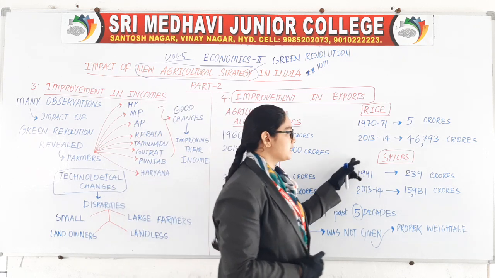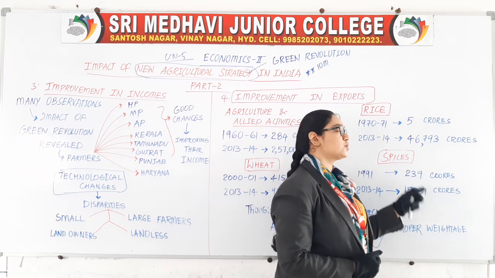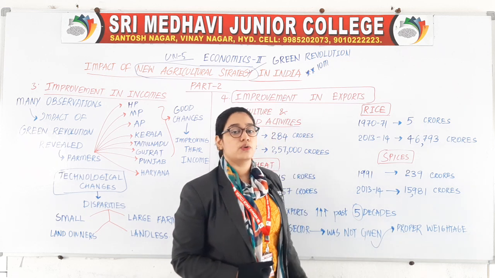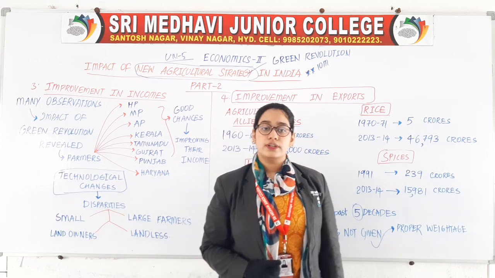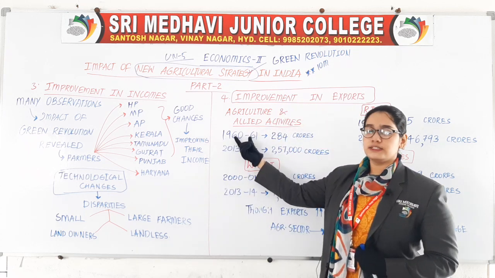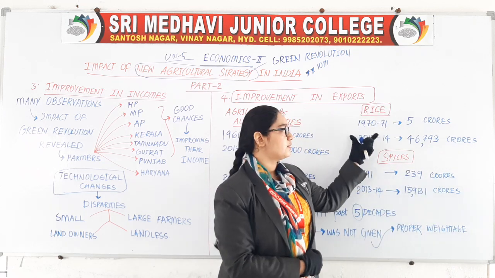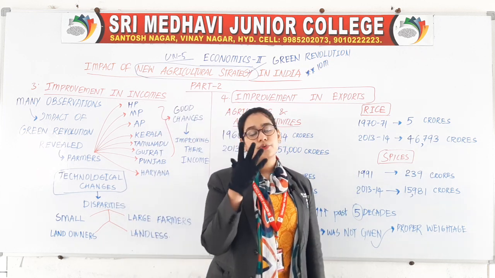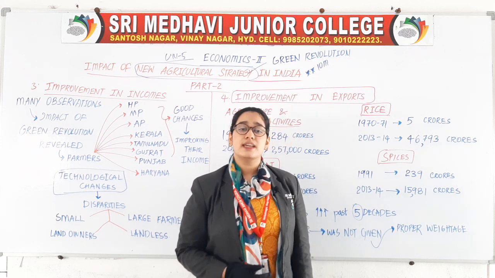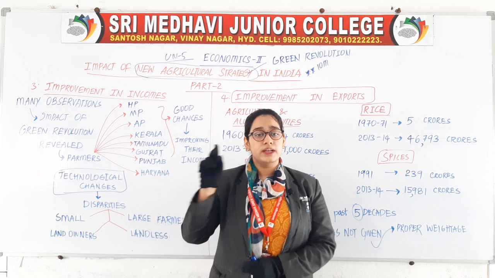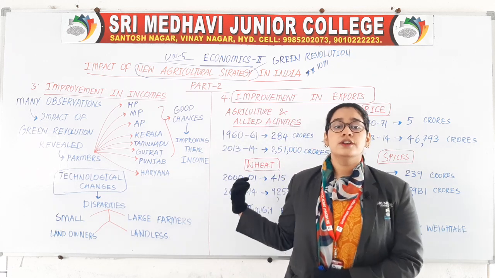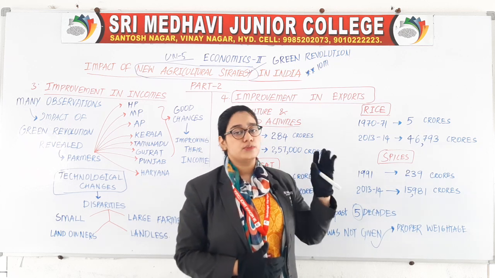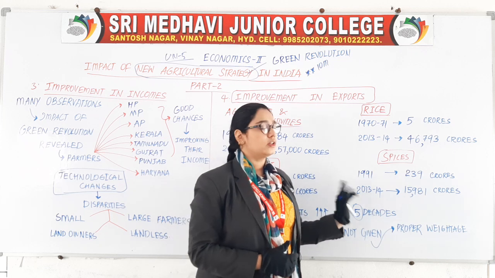Let us see the last one, spices. In 1991 it was 239 crores. It has increased to 15,981 crores during 2013 to 14. Just keep in mind 1960 to 61, 1970 to 71, 2000 to 2001, 1991. These 4 years you need to keep in mind. The second year is the same, 2013 to 14, in all the 4 points.